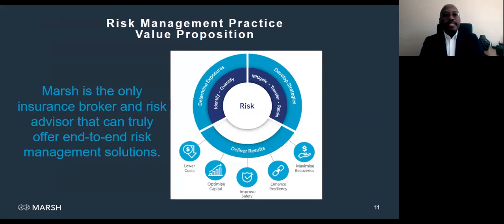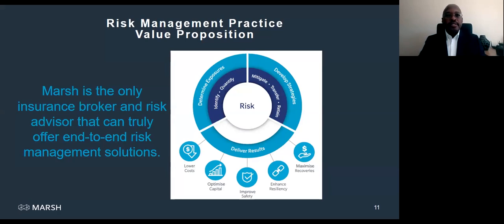This graphic details our approach to risk management. This approach provides the framework for how we assess and mitigate risk exposures. Firstly, we determine the exposures by primarily identifying these risks. Then we quantify these risks in terms of likelihood and severity. Once these exposures are determined and quantified, we are then in a position to determine the correct treatment of these risk exposures. We can provide the following solutions to clients.